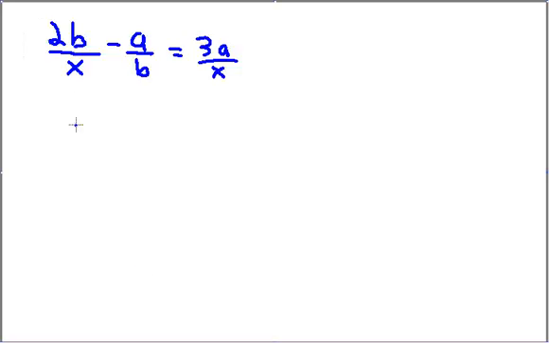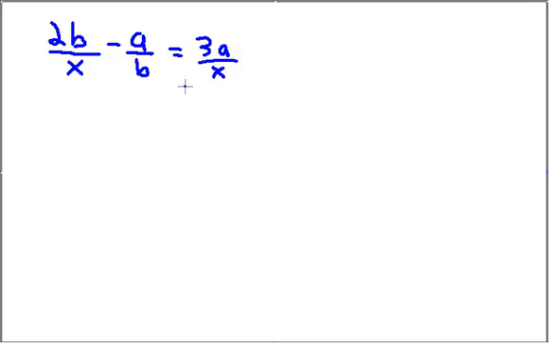One more here. 2b over x minus a over b equals 3a over x. We have fractions again here. Each of our terms has a fraction in it. So what we need to determine is the least common denominator.